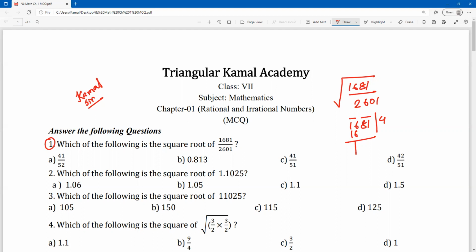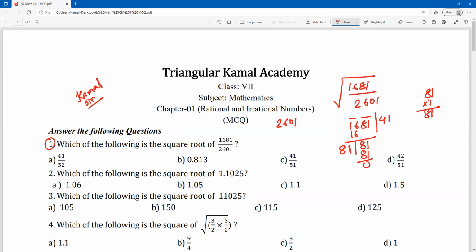Now 4, and 2 times 4 will be 8. Now this is 81, carry down. If we place 1 here, and 1 here, then 81 times 1 is 81. That's why the square root of the numerator is 41. That means the answer may be 41 by 51 or 41 by 52. Now let's see the second one.